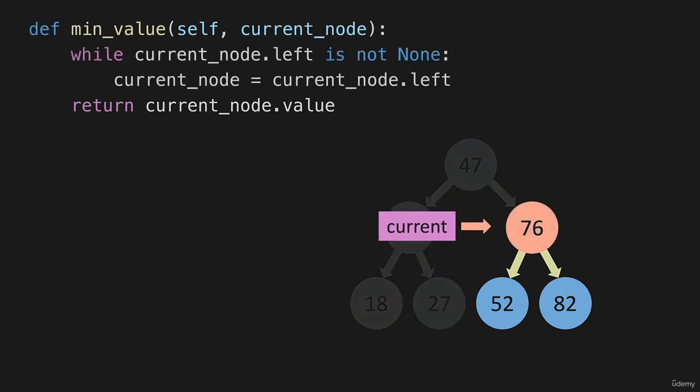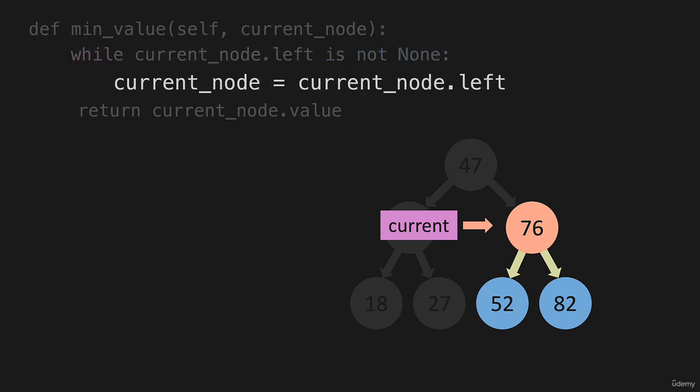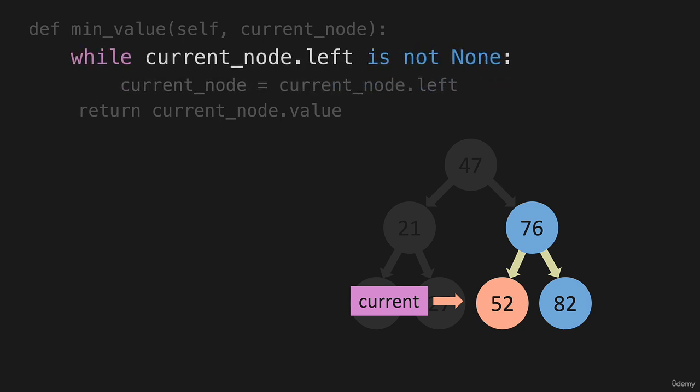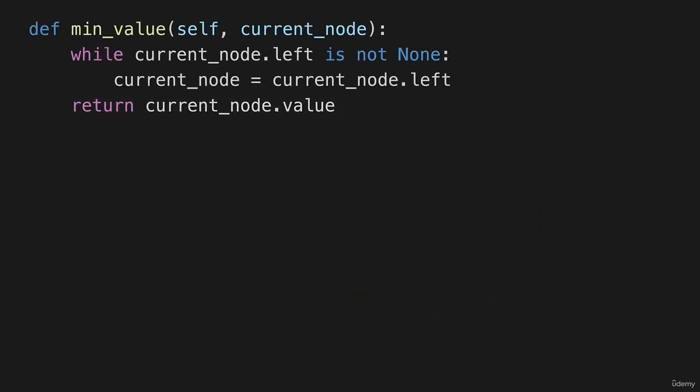So now let's look at finding the minimum value in this subtree. We'll say while current node dot left is not equal to none, we'll set current node to be equal to current node dot left, which moves this down. But now when we say while current node dot left is not none, current node dot left is none, that breaks us out of this while loop, and then we return current node dot value, which is that value of 52. So that is all of the code for this method.